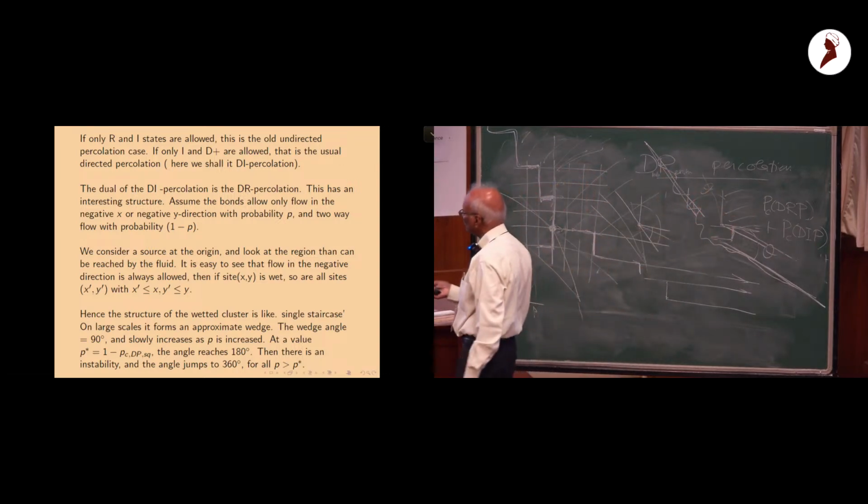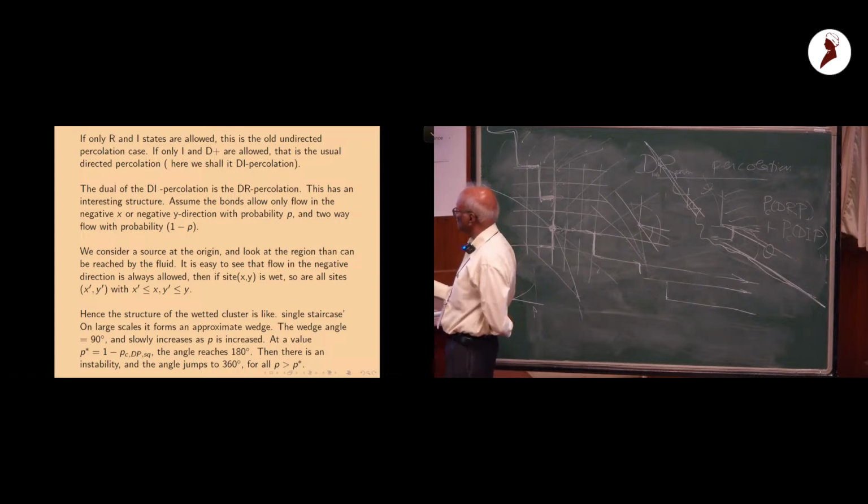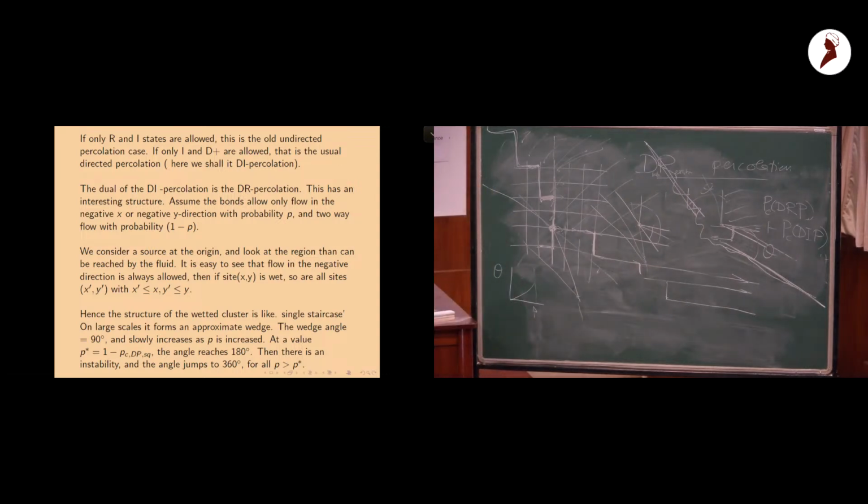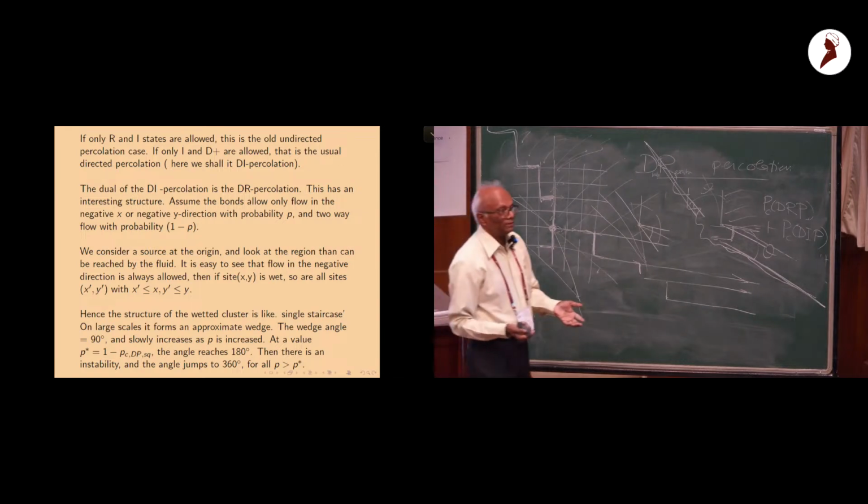And hence the wetted cluster is like a single staircase. On a large scale, it forms an approximate wedge. And initially the wedge angle is 90 degrees and it slowly increases. Once it crosses 180 degrees, then there is an instability and the angle jumps to 360 immediately.